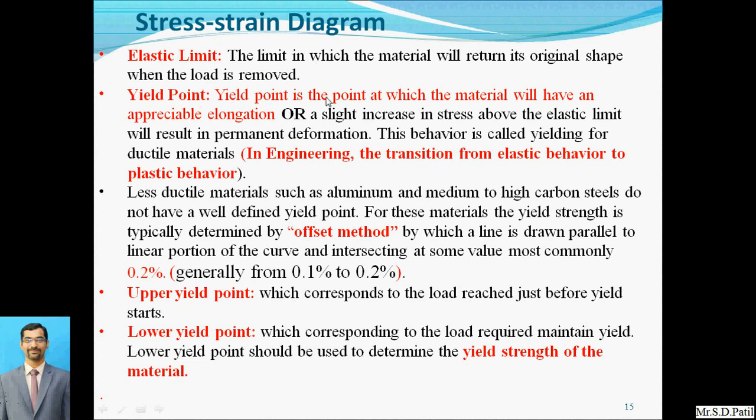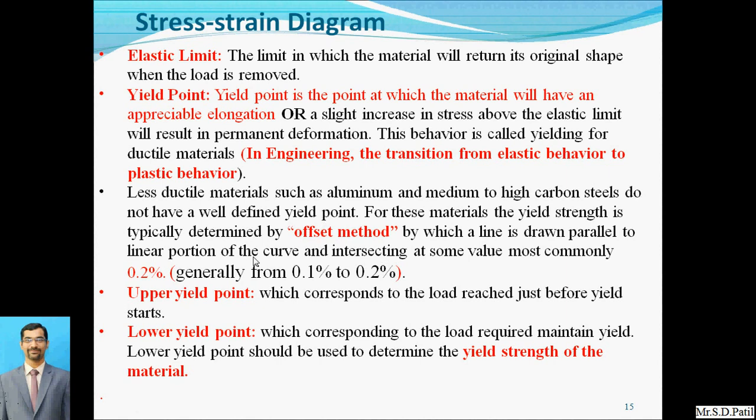So what is the yield point? The yield point is the point at which the material will have an appreciable elongation, or we can say a slight increase in strain above the elastic limit will result in a permanent deformation. So the permanent deformation starts at the yield point, and this behavior is called yielding for the ductile material. Less ductile materials such as aluminium and medium to high carbon steel do not have a well defined yield point. Basically for aluminium or any medium to high carbon steel, the yield point is not specifically defined.